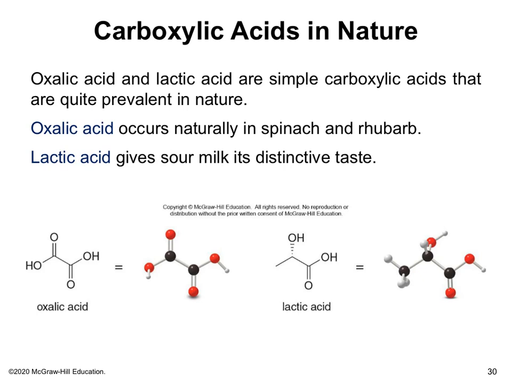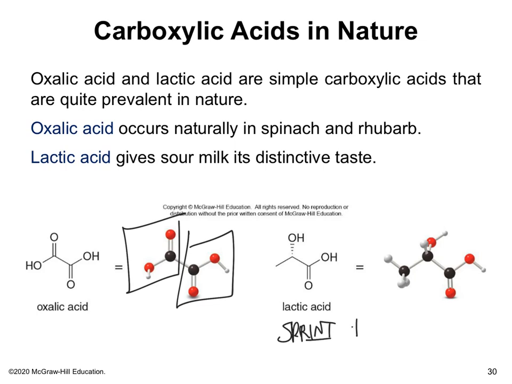Oxalic acid has a carboxylic acid here and a carboxylic acid there. Lactic acid is the buildup when you do some sprinting and your legs get really tight and the muscles get tight. You're feeling the lactic acid built up. So this is a carboxylic acid. It has 3 carbons, but it has a secondary alcohol on its alpha carbon.